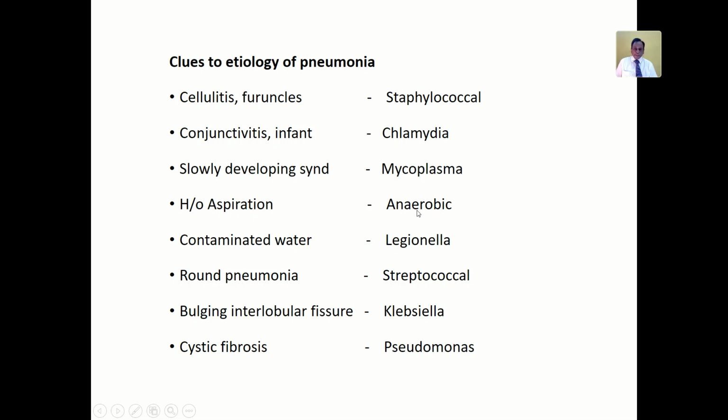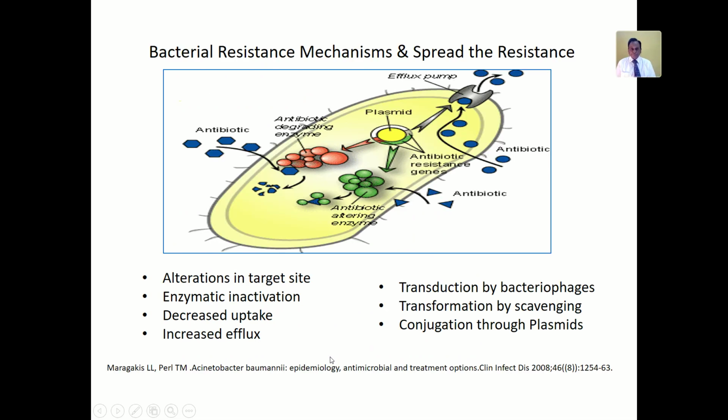You also think about the anaerobic organisms, and these are not very useful in outpatient management. Still, in inpatient management, it's very useful. A history of exposure to contaminated water highly suggests Legionella. Round pneumonia, bulging pressure, everything has some clue about the organism. And if the sample shows Pseudomonas, you have to think of underlying cystic fibrosis.